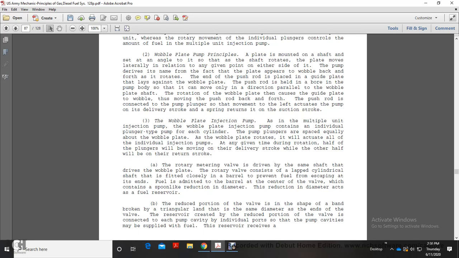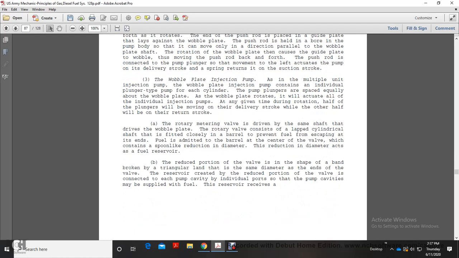The rotary valve consists of a lapped cylindrical shaft fitted closely with the barrel to prevent fuel from escaping at the ends. Fuel is admitted through the barrel to the center of the valve, which contains a reduced diameter. The reduction of the diameter acts as a fuel reservoir. The reduced portion of the valve is also shaped with a triangular land, which is the same diameter as the end of the valve. The reservoir created by the reduced portion of the valve is connected to each pump cavity, so the individual ports of the pump cavities may be supplied with fuel.